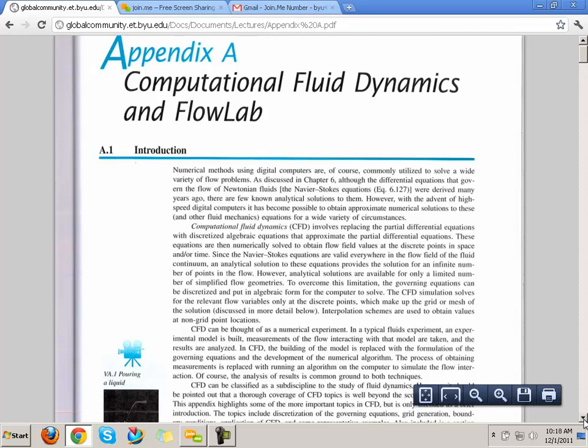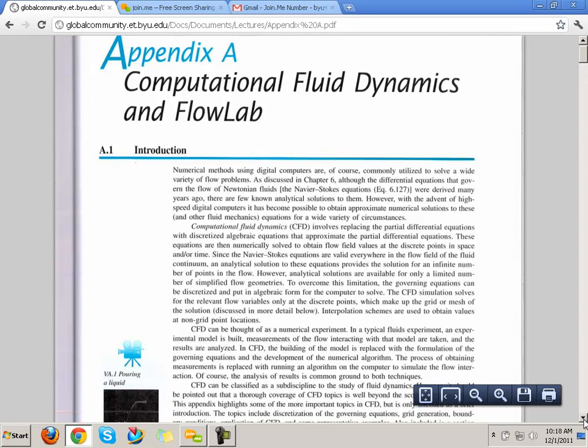So basically this Appendix A just talks about CFD, computational fluid dynamics, and some of the different methods of it, what it's good for, and what you need to remember when you're doing it. At the beginning it says the computation of fluid dynamics involves replacing the partial differential equations with discretized algebraic equations that approximate the partial differential equations. So it's kind of like FEA, where you can't solve the problem because there are too many partial differential equations and too many variables. But if you break it up into little pieces, you can solve it for each little piece, and that will approximate the solution. Same thing with CFD.